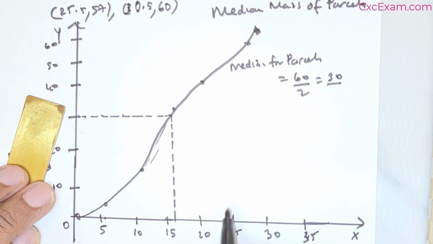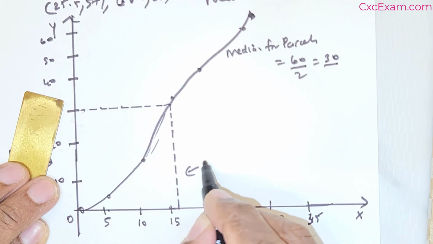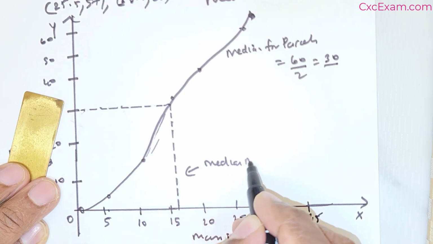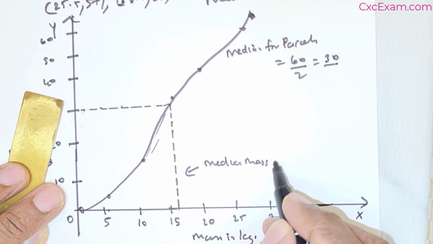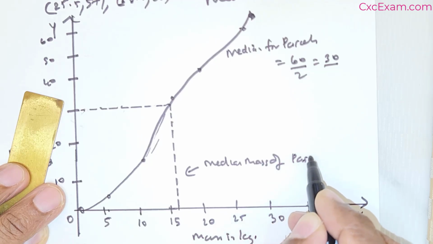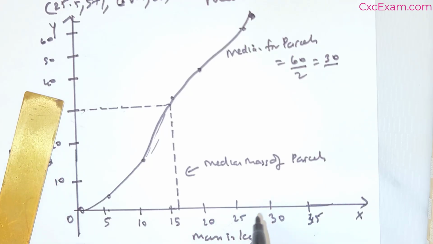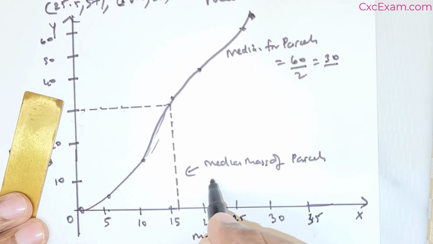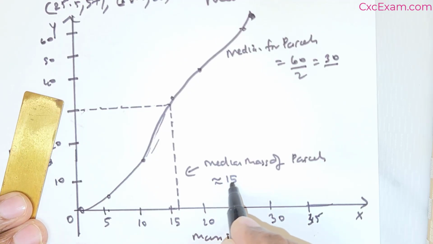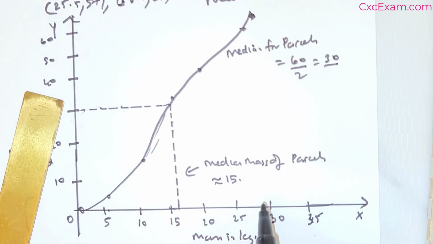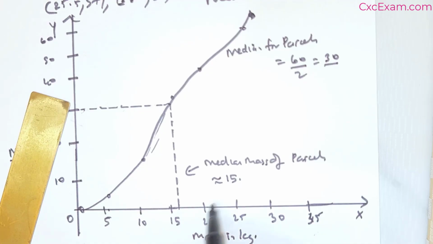So this is going to be giving you the median mass of parcels. Now, since you're working with a grid, you will be able to find this value. This would be approximately 15 point something. I'm not very sure what the value is going to be, but it will be approximately 15.